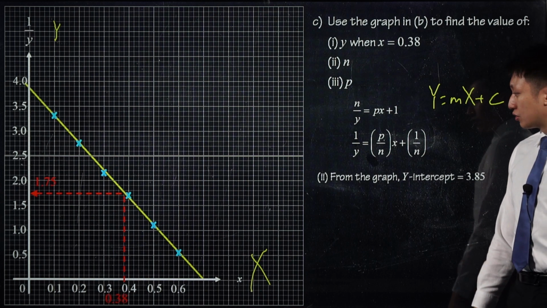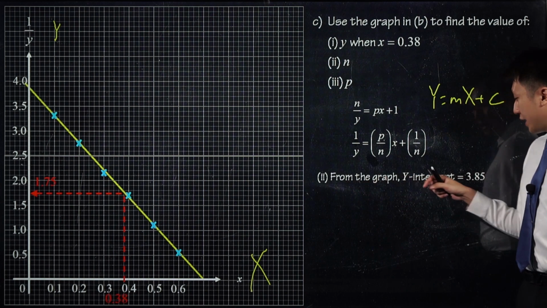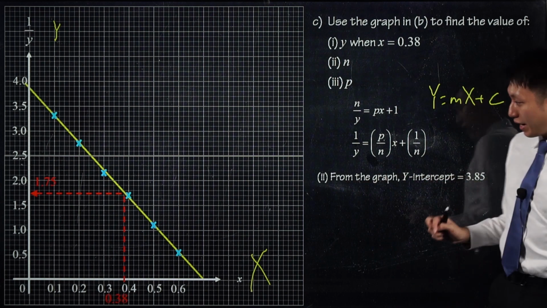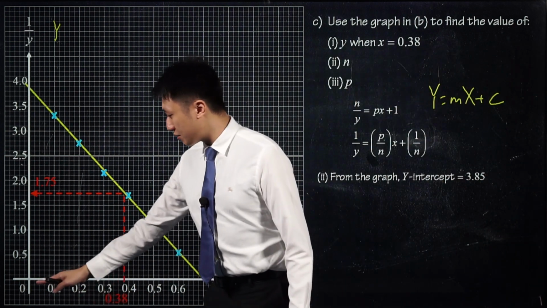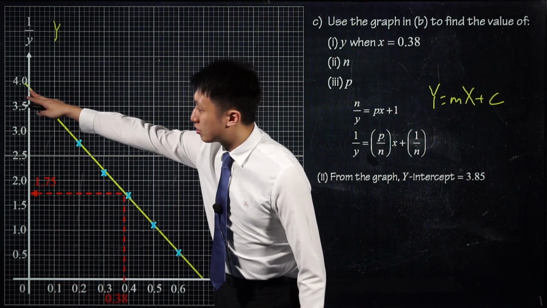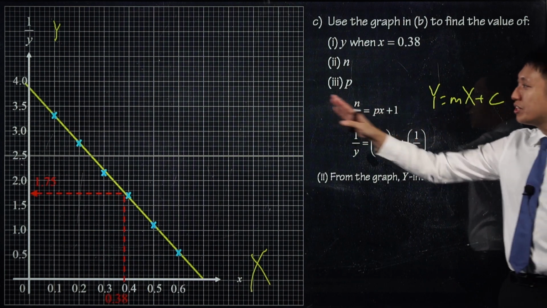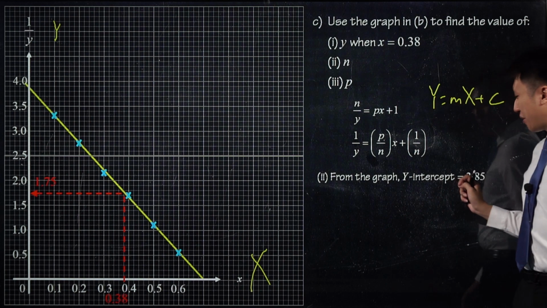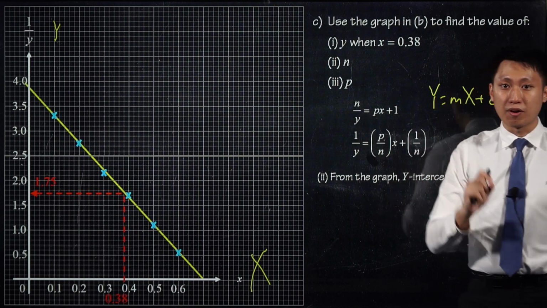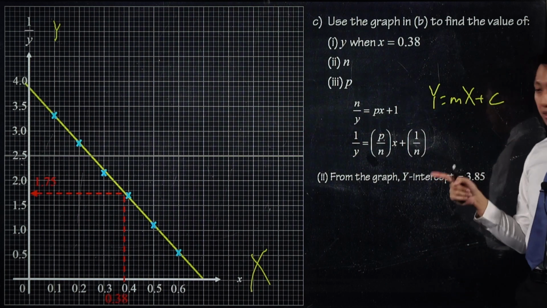Very simple. So from the graph, the y-intercept will be 3.85. The y-intercept means what? Here, x is 0. Then that one will be 3.85. I said it wrongly before. 3.85. That's observed from the graph.